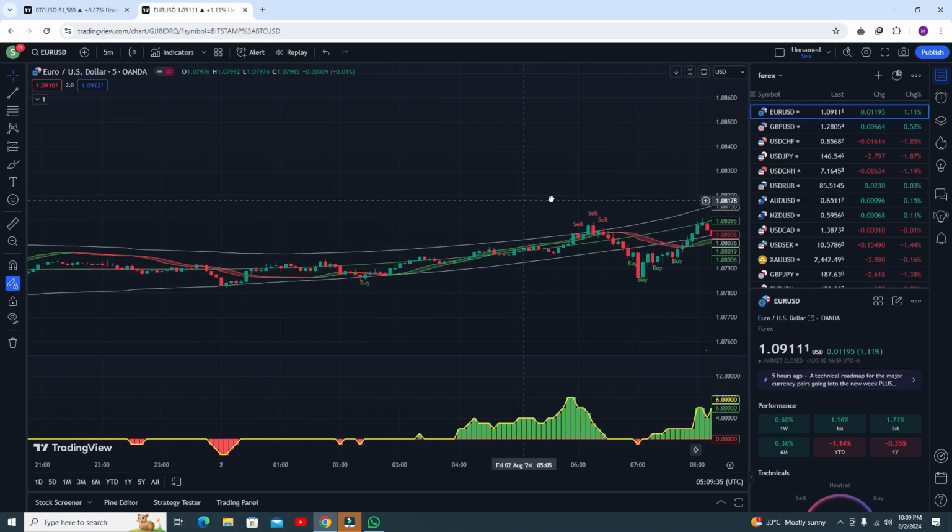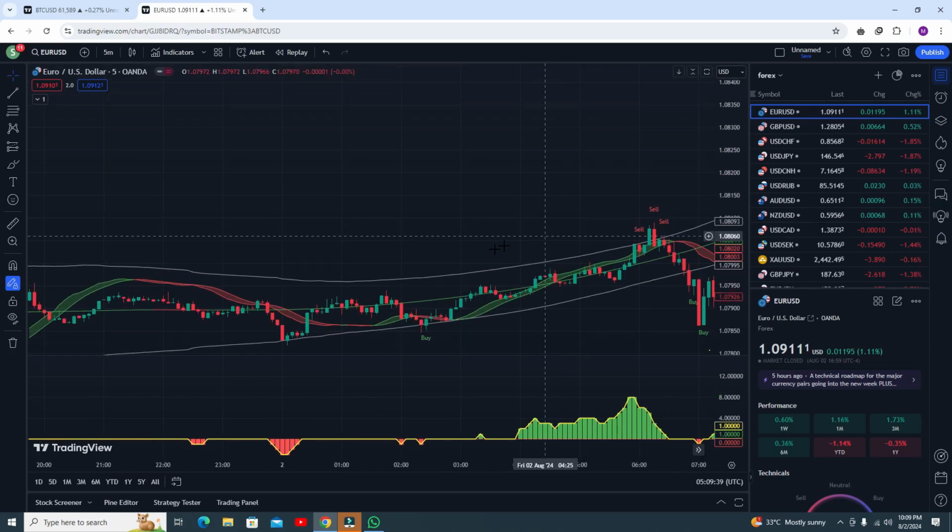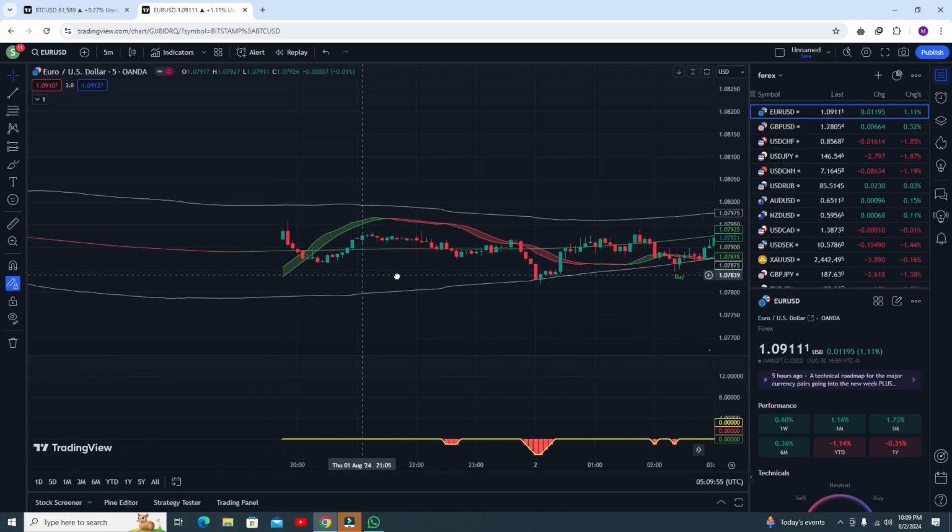Okay, let's move further. Here you can see we got the buy signal, but there is no volume. So what you need to do, when there is no volume and you get the buy signal, you need to go for the buy trade. When there is no volume and you get the sell signal, let me show you.